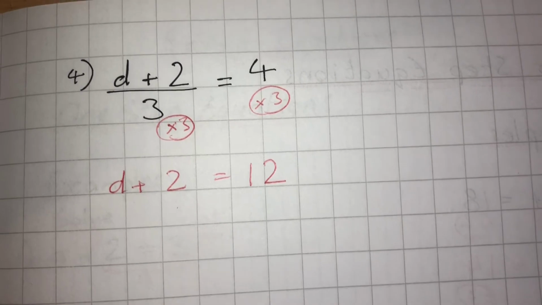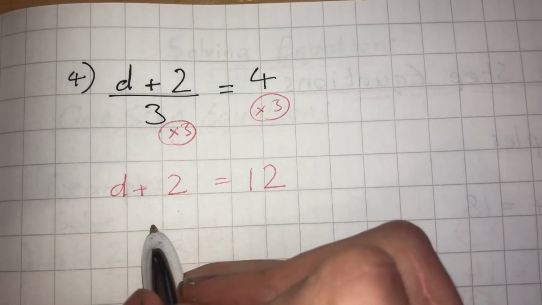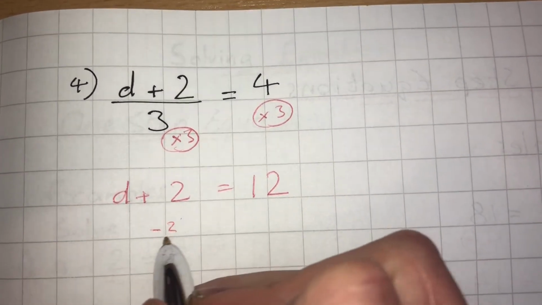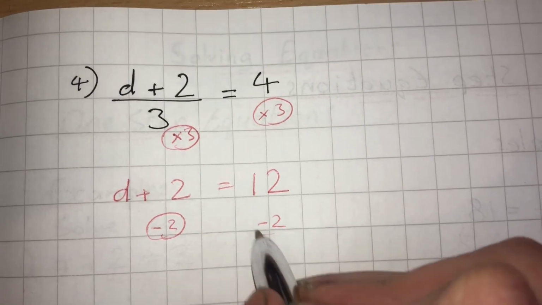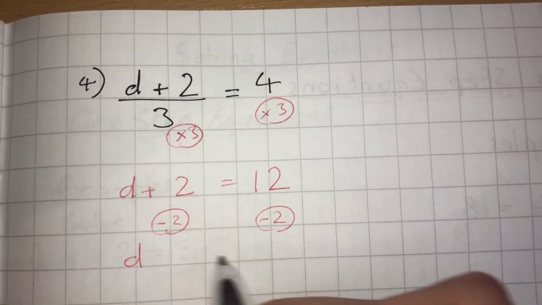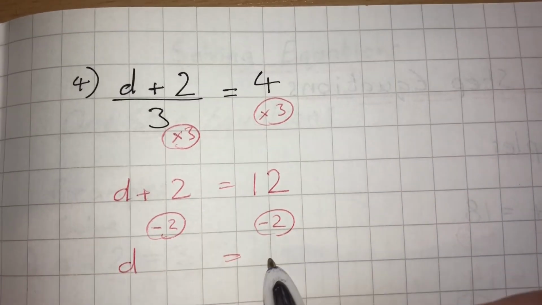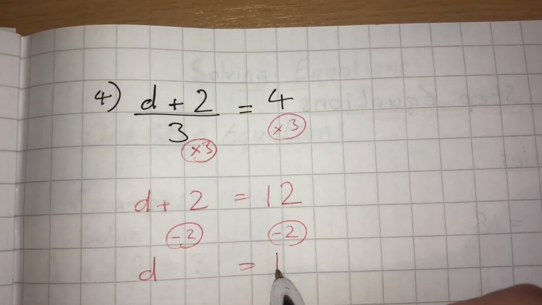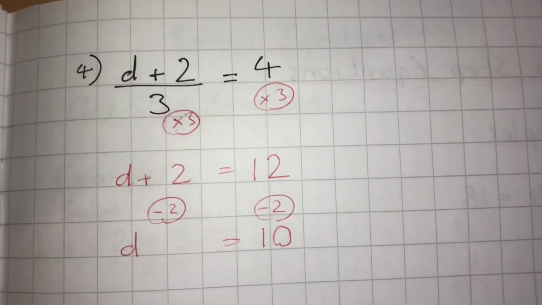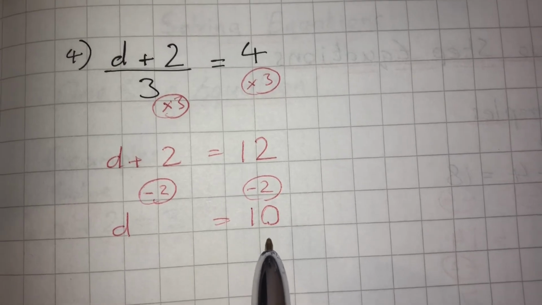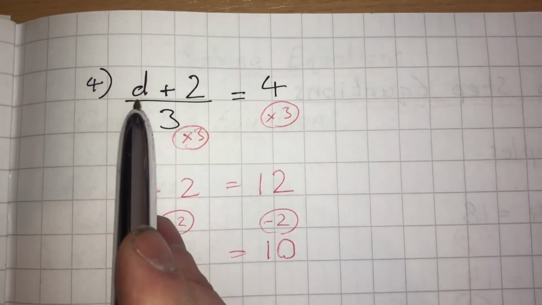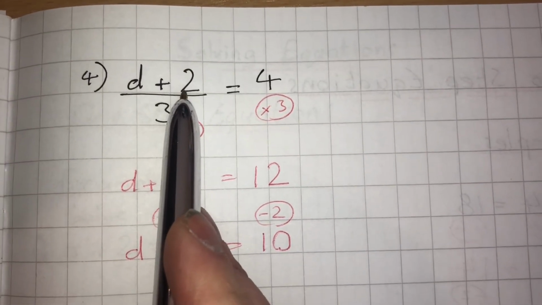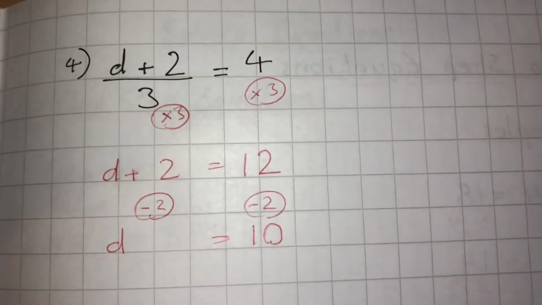Now all I have to do is get rid of the 2. So d plus 2, I take away 2. I do the same on the right hand side as well. So I'm left with d plus 2 minus 2 is 0 equals 10. Okay, now again, let's just substitute back in to check our answer. 10 plus 2 is 12. 12 divided by 3 is in fact 4.